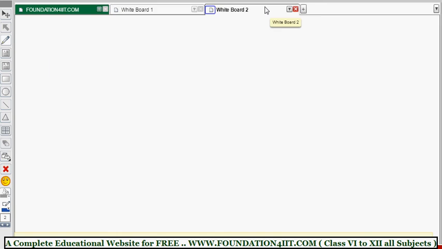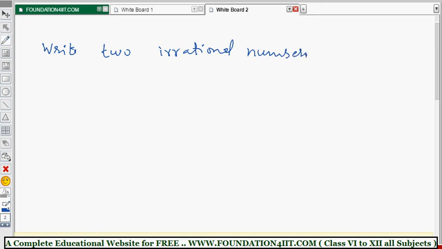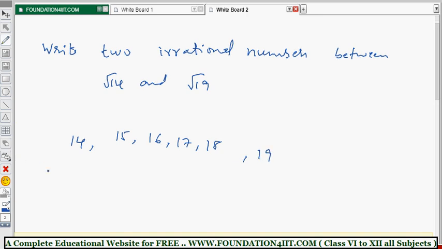For example, if it's more than one, write two irrational numbers. The question is: write two irrational numbers between square root of 14 and square root of 19. In between these, we need to find two irrational numbers. Now if you observe root 14 and root 19, between 14 and 19 generally we have 15, 16, 17, 18, right?